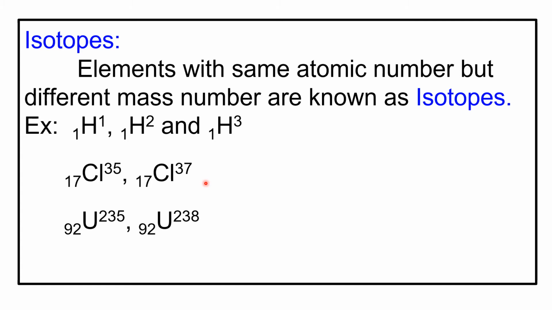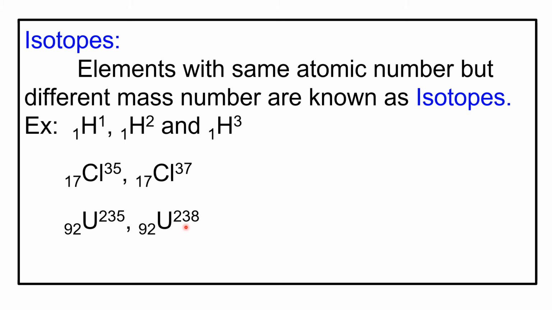Now in this slide you have two more new examples. You have learned the isotopes of hydrogen, helium and lithium. Now I have given two more, that is chlorine 17 35 and chlorine 17 37. The next element is uranium 92 235, and its isotope uranium 92 238. So an element can have two isotopes or three isotopes.